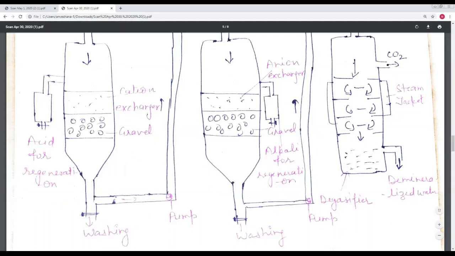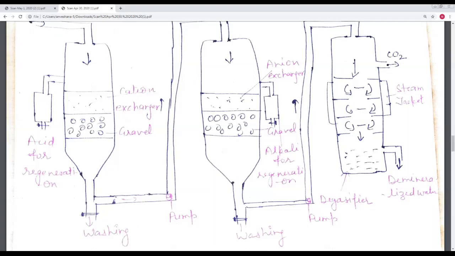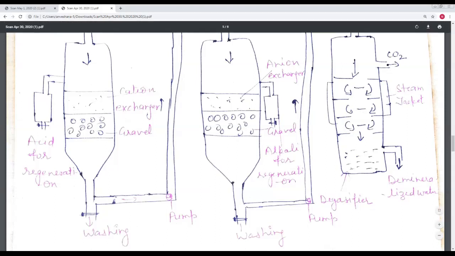And in the third column, if the water has any gas, these gases can be removed in this degasifier. And at the end of the working process, we collect our demineralized water.